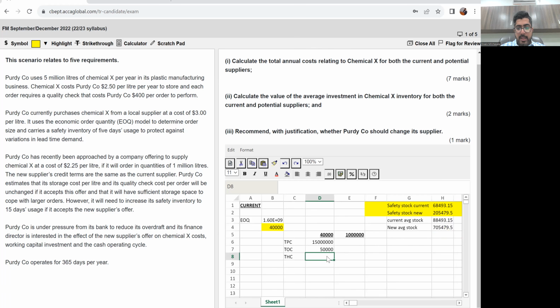So you can get THC as CH 2.5 into average stock, that is in H3. So you get the total annual cost of stock by adding them all, D6 to D8.